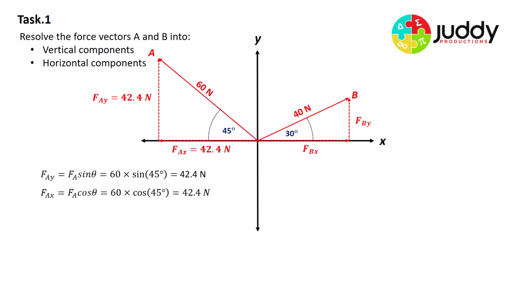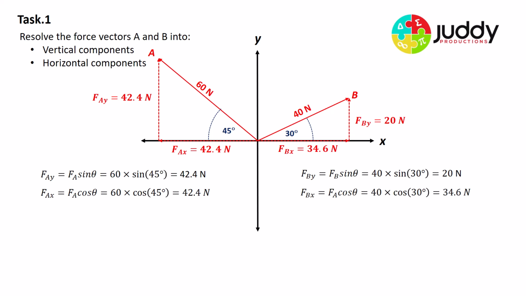Now this should be no surprise, as a triangle with 45 degrees generates an isosceles triangle where these two side lengths should be equal. Let's look at force B. Likewise, its vertical component, force BY, is 20 newtons because it's 40 times sine of 30, and its horizontal component, FBX, is going to be 40 cosine 30, and it comes out to 34.6 newtons. So this is how we use a right angle triangle with the simple trig rules to resolve or break down any particular vector into its vertical and horizontal components.